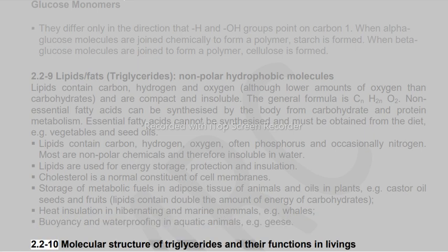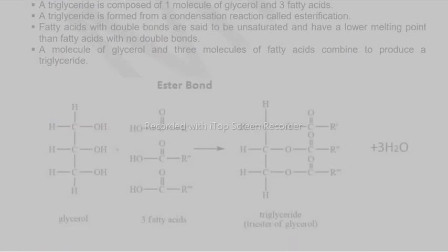2.2.10 Molecular structure of triglycerides and their functions in living things. A triglyceride is composed of one molecule of glycerol and 3 fatty acids. A triglyceride is formed from a condensation reaction called esterification. Fatty acids with double bonds are said to be unsaturated and have a lower melting point than fatty acids with no double bonds. A molecule of glycerol and 3 molecules of fatty acids combine to produce a triglyceride.